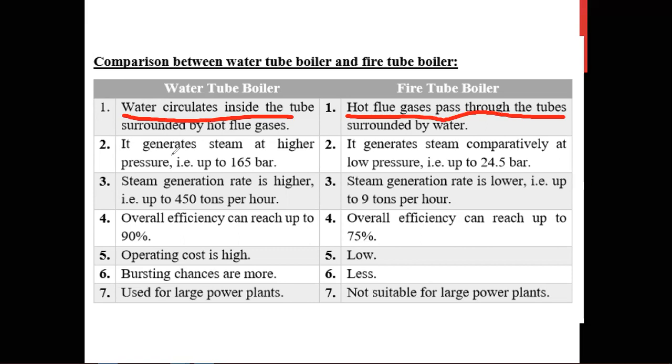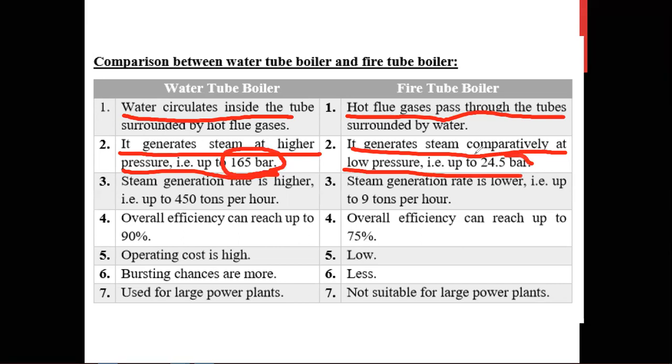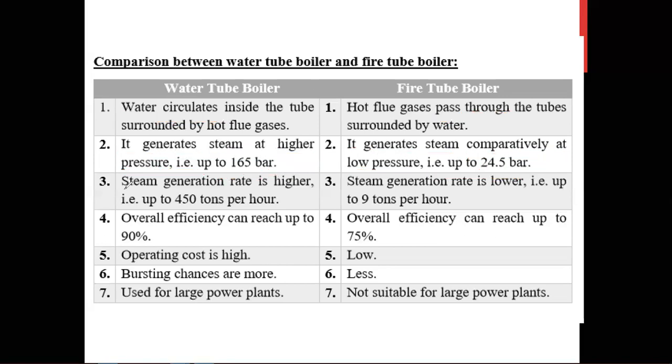It generates steam at a high pressure. In the water tube boiler, the steam pressure is very high, and in fire tube boiler, the steam pressure is very low. These are standard values, 165 bar or even 24.5 bar. Steam generation rate is higher in the water tube, as I told you, because the hot gas is much more, and the steam generation rate is lower in the fire tube. The overall efficiency is high in water tube, and the overall efficiency is low in fire tube.